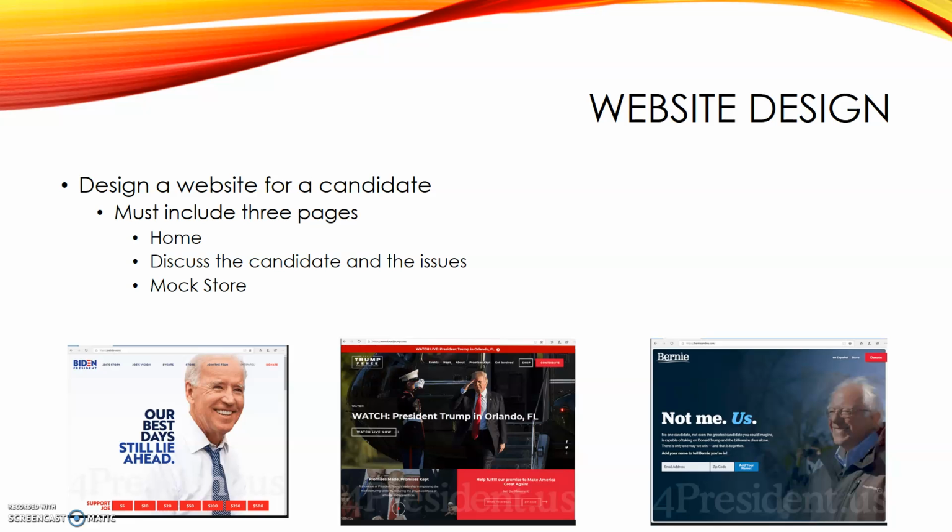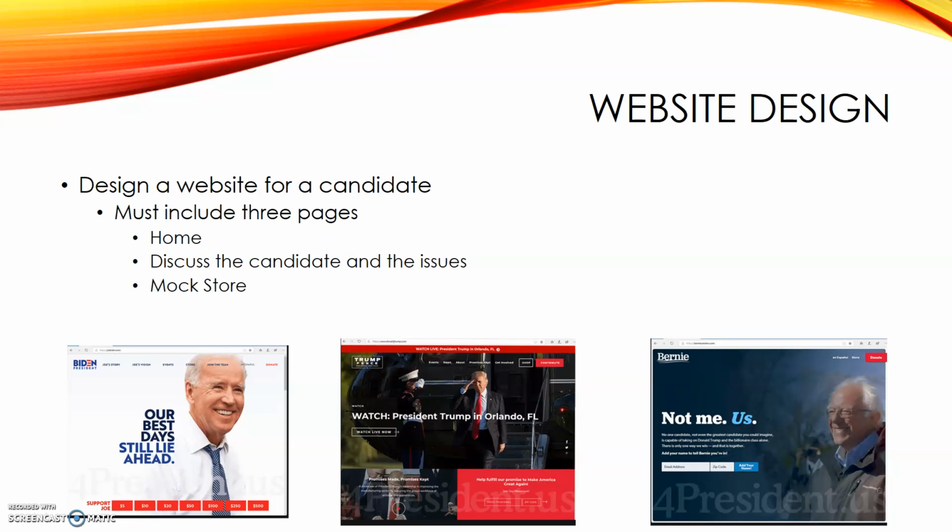So for the website, what we're looking for is obviously 3 pages. As you can see, there's got to be some kind of home page. On this home page, you introduce the candidate, maybe have a slogan, the name of the person, just some very base information to give exactly what we're going for here. The second page that's on there is the issues. So where does the candidate actually stand on specific issues?